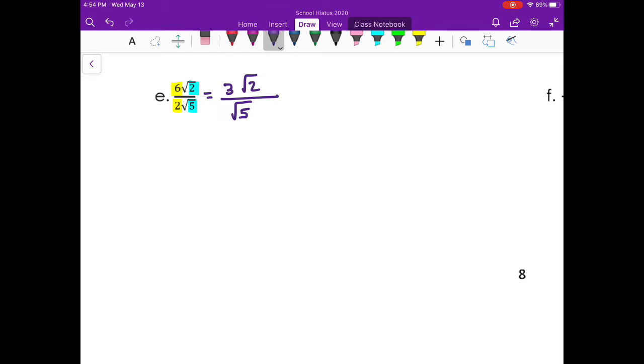We'll need to rationalize the denominator by creating a perfect square on the bottom. We'll use radical 5 to create a pair of 5s, or 25 on the bottom, because 25 is a perfect square. We'll also multiply by radical 5 on the top. This will give us 3 radical 10 on the numerator of the fraction and radical 25 on the bottom.